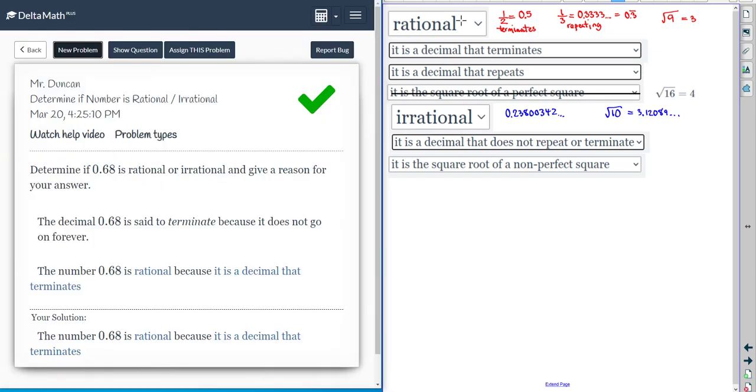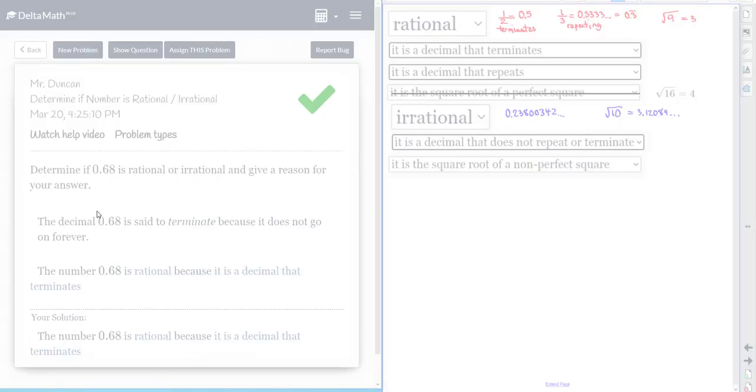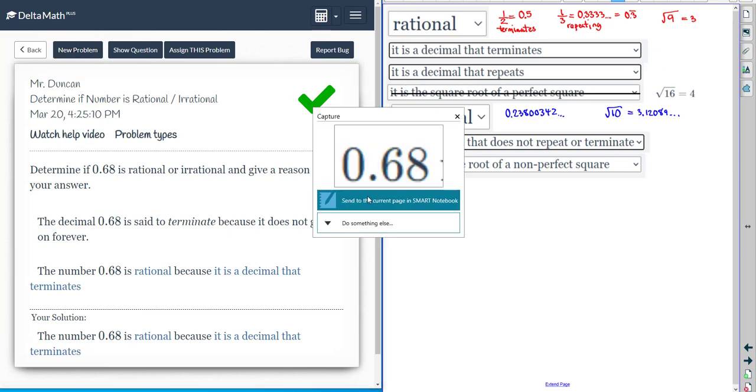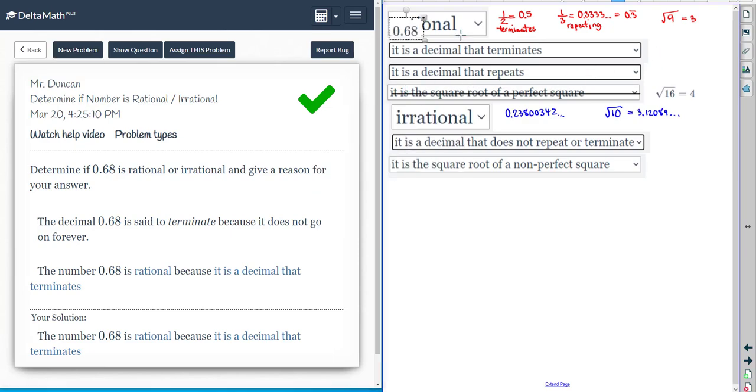And let's go ahead and we'll just copy that one right here. And I'm just going to go ahead and paste this number in the appropriate spot. So there is 0.68, and then we'll draw a line through this one. So we have something that terminates.